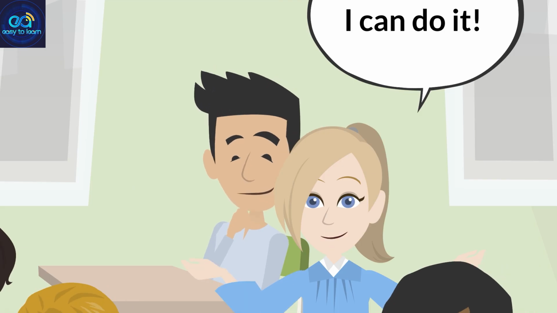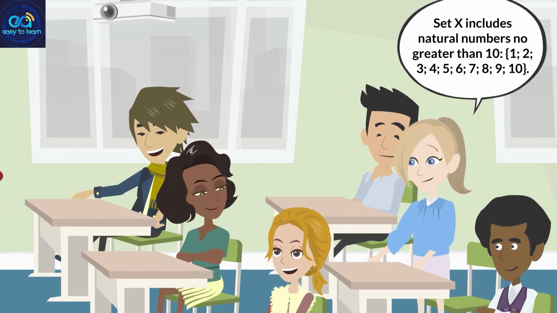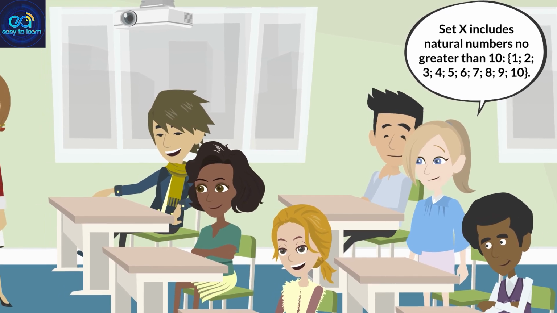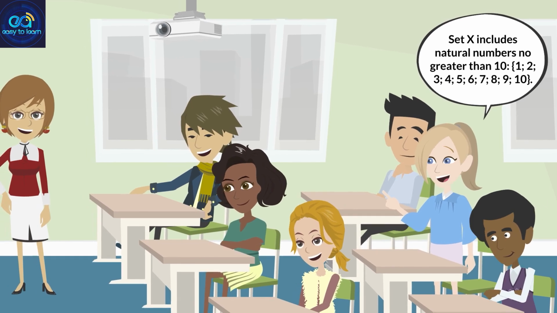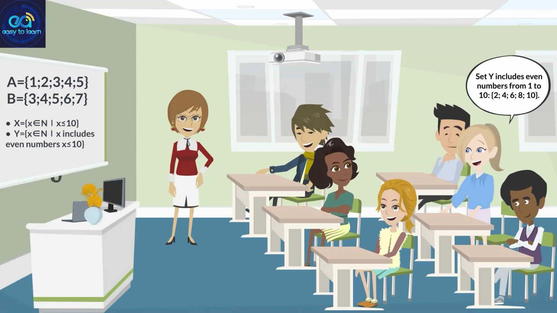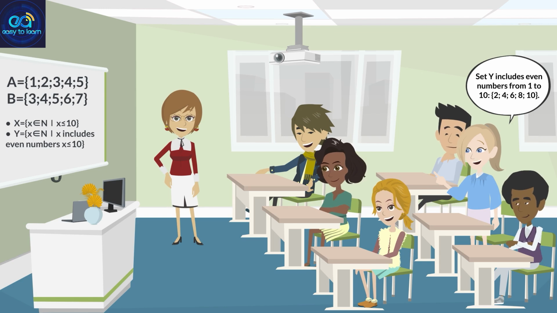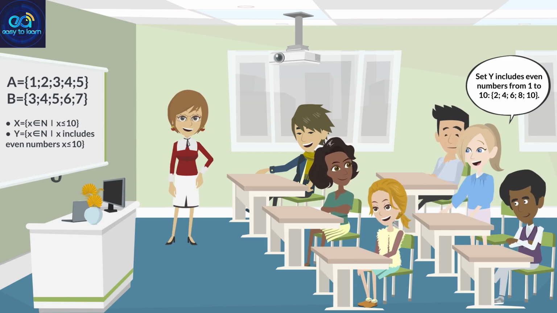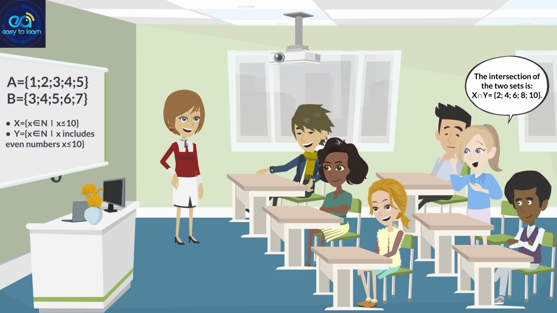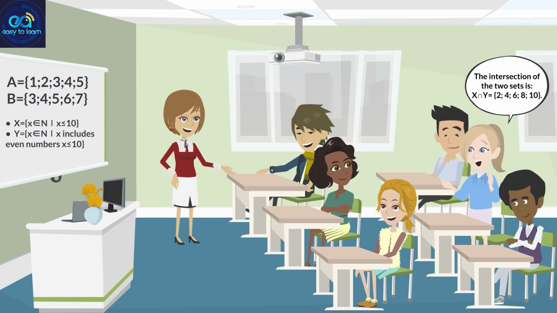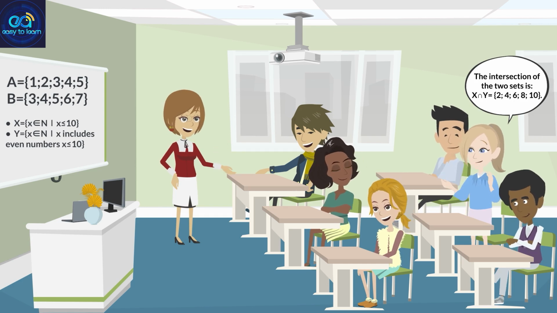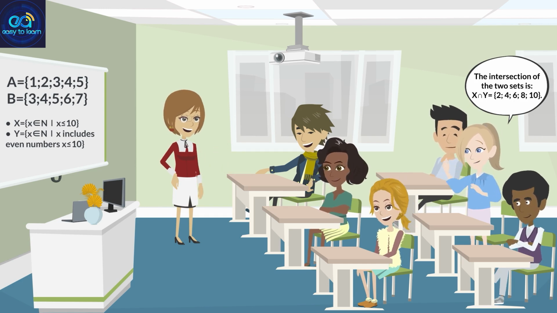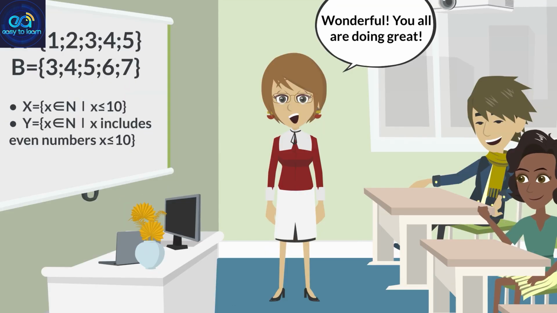I can do it. Set X includes natural numbers no greater than 10: 1, 2, 3, 4, 5, 6, 7, 8, 9, 10. Set Y includes even numbers from 1 to 10: 2, 4, 6, 8, 10. And the intersection of the 2 sets, the intersection of X and Y, is equal to 2, 4, 6, 8, and 10. Wonderful! You all are doing great.